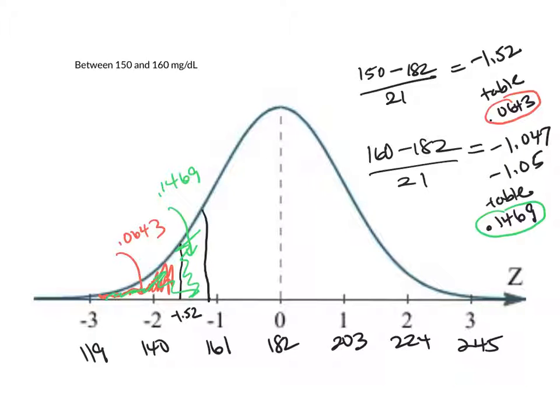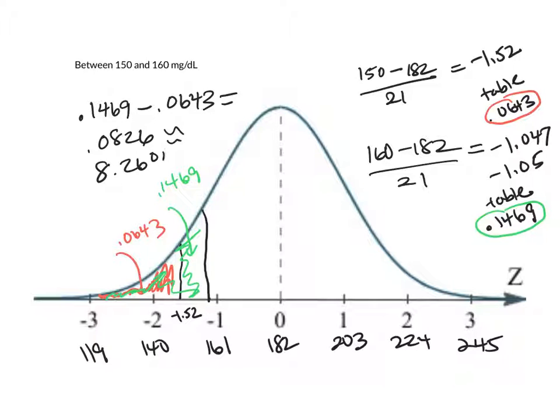So to find my answer, what I have to do is take 0.1469 and subtract 0.0643. And so the area underneath my curve is 0.0826. So roughly 8.26% of the adults would expect to have cholesterol levels between 150 and 160 milligrams per deciliter.